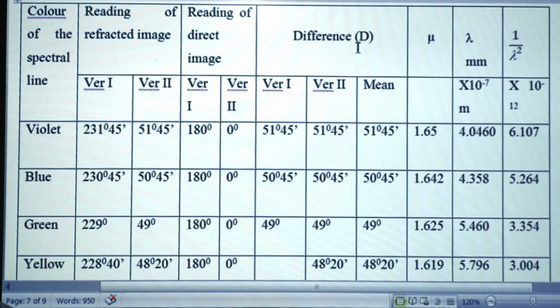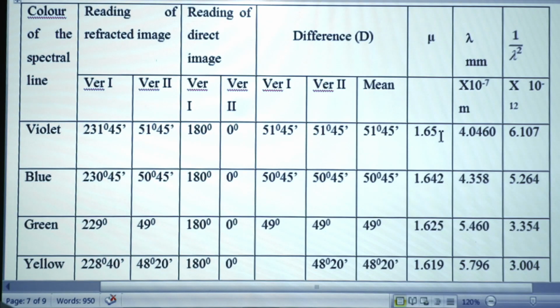Then we can calculate the difference of Vernier 1. For example, for violet, the Vernier 1 difference is 231 degrees 45 minutes minus 180 degrees, that is 51 degrees 45 minutes. Similarly, in Vernier 2, 51 degrees 45 minutes minus 0 is 51 degrees 45 minutes. So the mean of these two is 51 degrees 45 minutes alone.